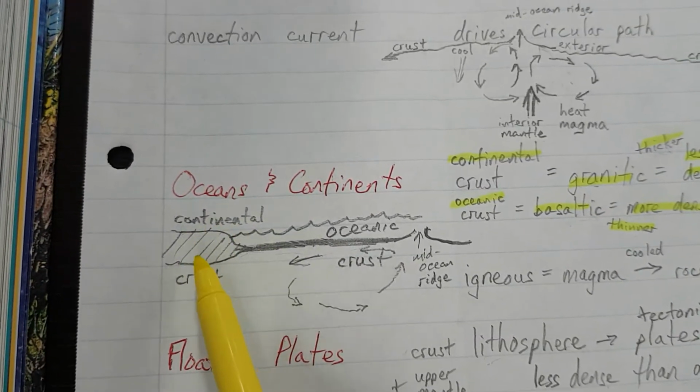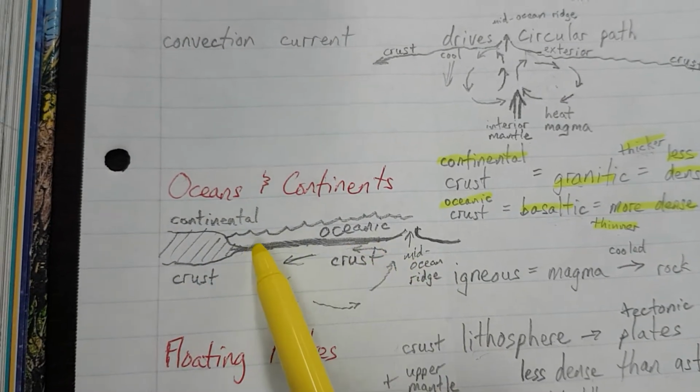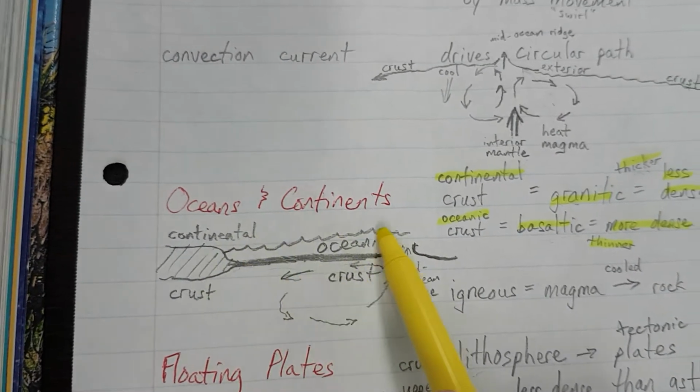There's a drawing of the example. Right, there's the continental crust. Here is the oceanic crust, that dark line. We drew the little waves above it.